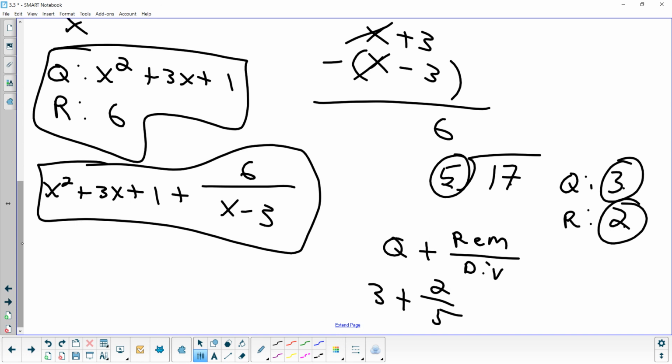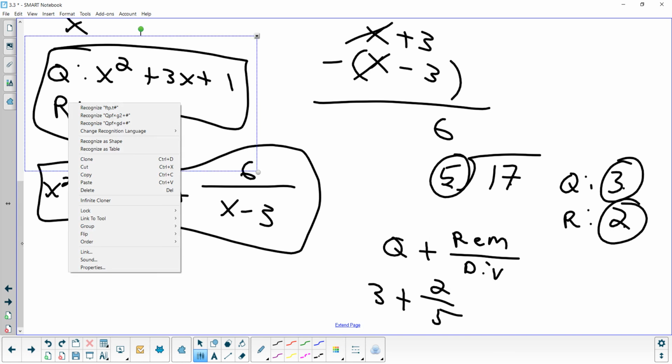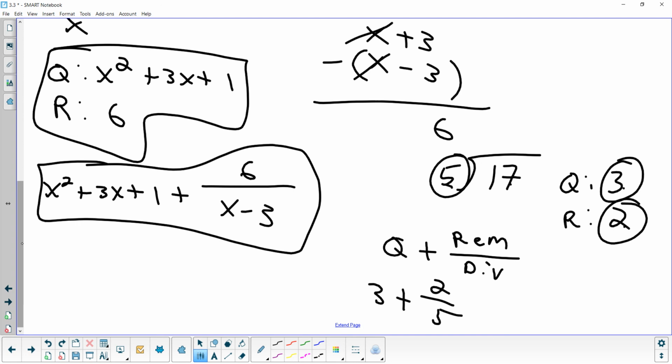And which way you write it is up to you, unless it's on the test and there are 2 separate boxes, and one says quotient and one says remainder, then you have to write it like this. If there's only one answer box on the test, then I'm looking for you to put everything in the one box. Okay, any questions on that?